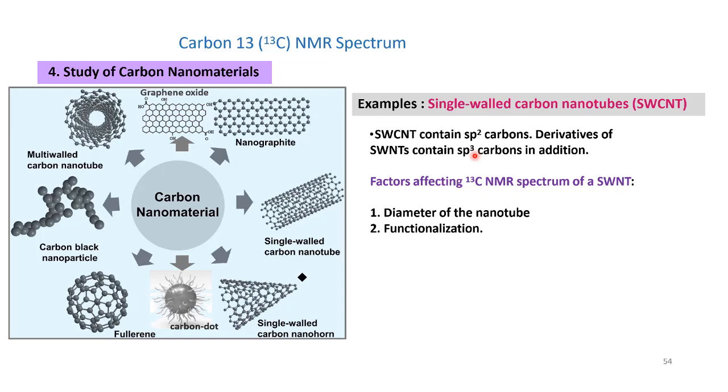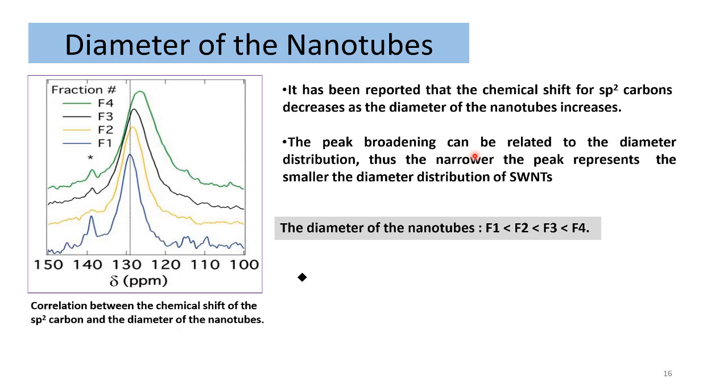And the factors which are affecting the NMR spectrum for single wall nanotube: for different diameters the peaks will be different, and for different functionalization the peak will be different. So here, as we increase the diameter, the peak shift will occur. So the diameter of F1 is lesser than F4, so it is increasing. As you can see, with the increase in the diameter, the shift is also there. So that is how we can observe that if there is a shift, then that means the diameter is higher.